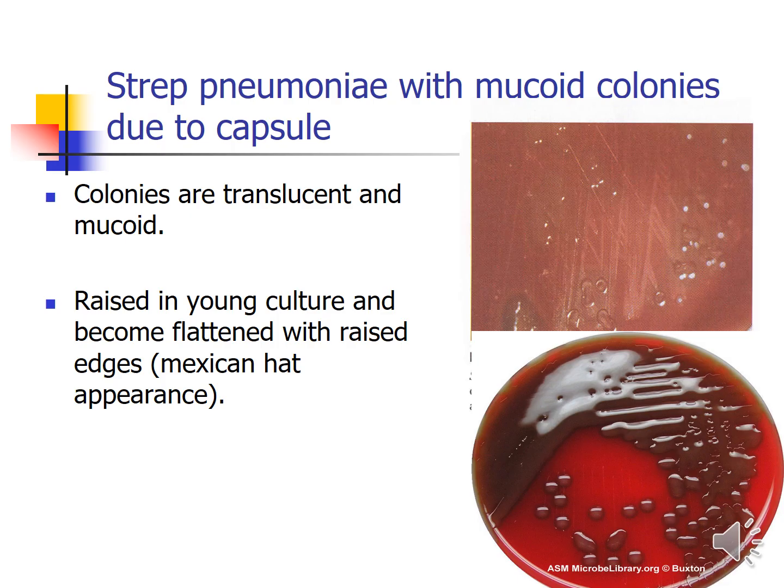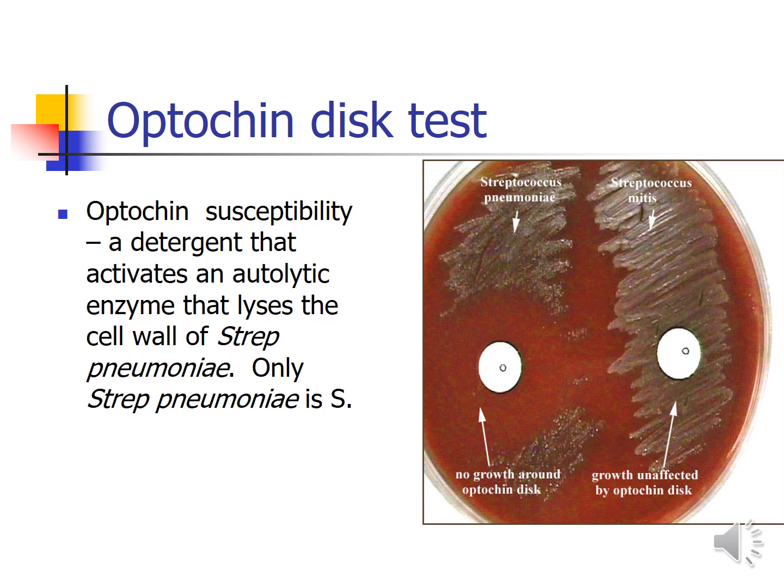So Streptococcus pneumoniae may present with mucoid colonies due to capsules. The colonies are translucent and mucoid. They are raised in young culture and become flattened with raised edges, like a mixing head appearance. It is sensitive to optochin. Optochin is a detergent that activates the autolytic enzyme and lyses the cells of Streptococcus pneumoniae. So this is a very specific test to identify Streptococcus pneumoniae.